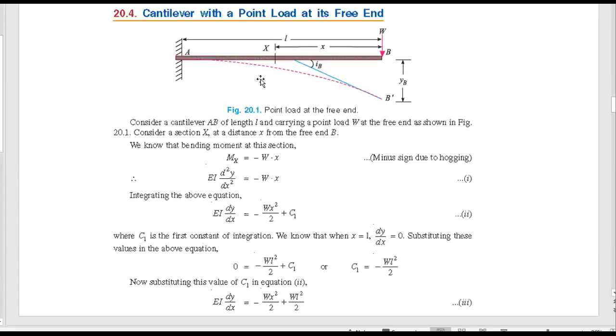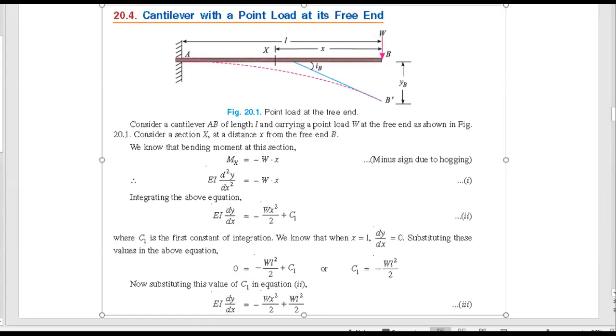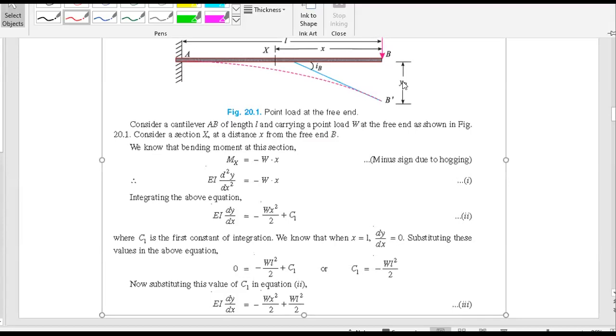The next problem is a cantilever beam. A point load is acting at the free end. Therefore, we do not require the RA and MA values.